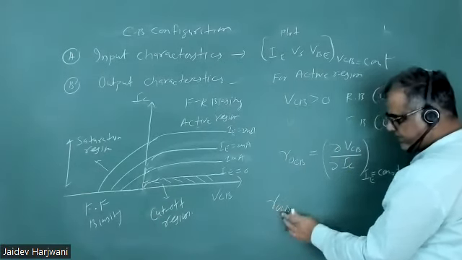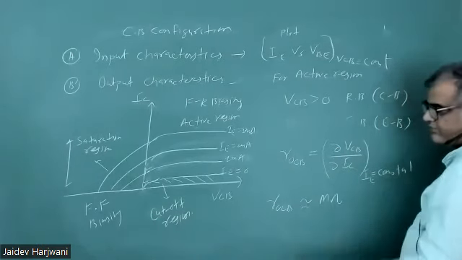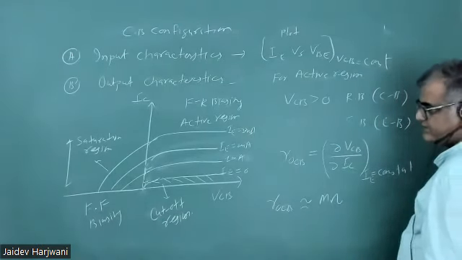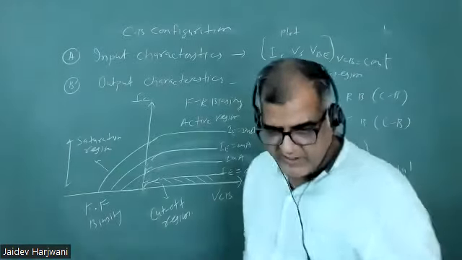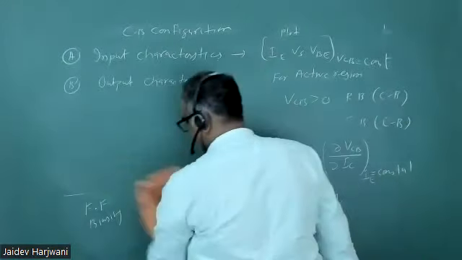Exact value I don't remember. I'll tell you later. This resistance is generally in the mega ohm region. And similarly, if I take my forward characteristics, input characteristics.